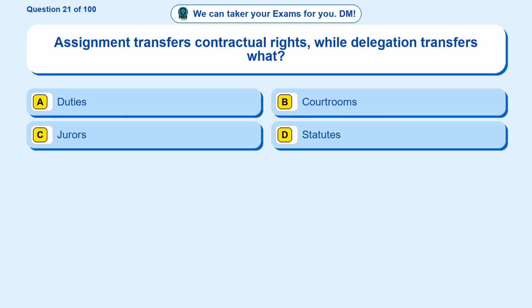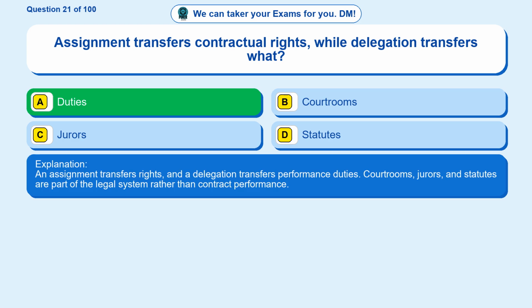Question 21. Assignment transfers contractual rights, while delegation transfers what? Option A, duties. Option B, courtrooms. Option C, jurors. Option D, statutes. The correct answer is option A. Duties. An assignment transfers rights, and a delegation transfers performance duties. Courtrooms, jurors, and statutes are part of the legal system rather than contract performance.